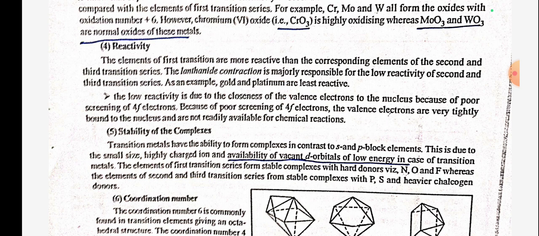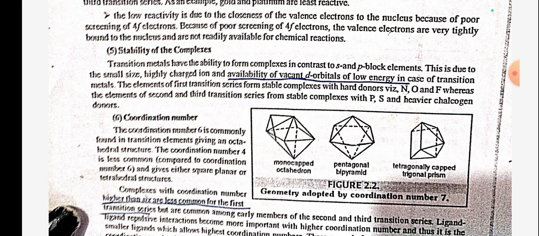Stability of complexes. Transition metals have the ability to form complexes, in contrast to s and p block elements. This is due to the small size, highly charged ions, availability of vacant d orbitals of lower energy in the case of transition metals. The elements of the first transition series form complexes with hard donors N, O and F, whereas the elements of the second and third transition series form complexes with P, S and heavier chalcogen donors.